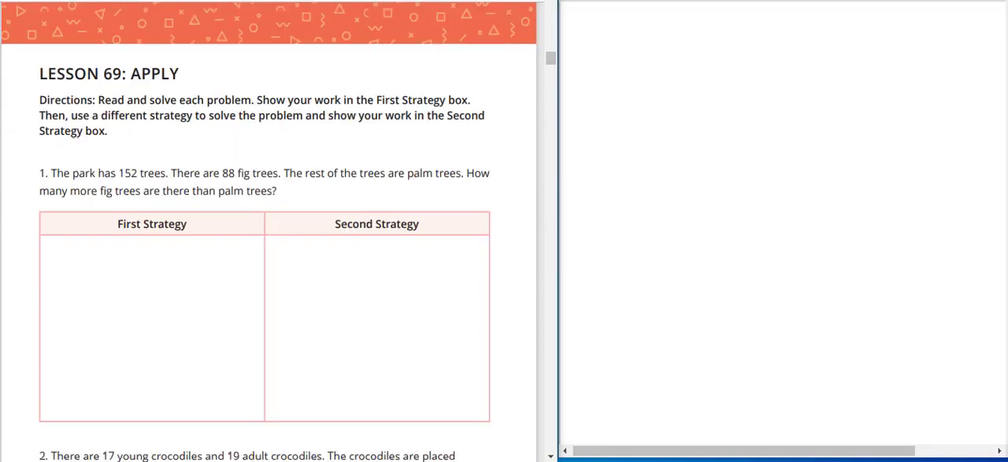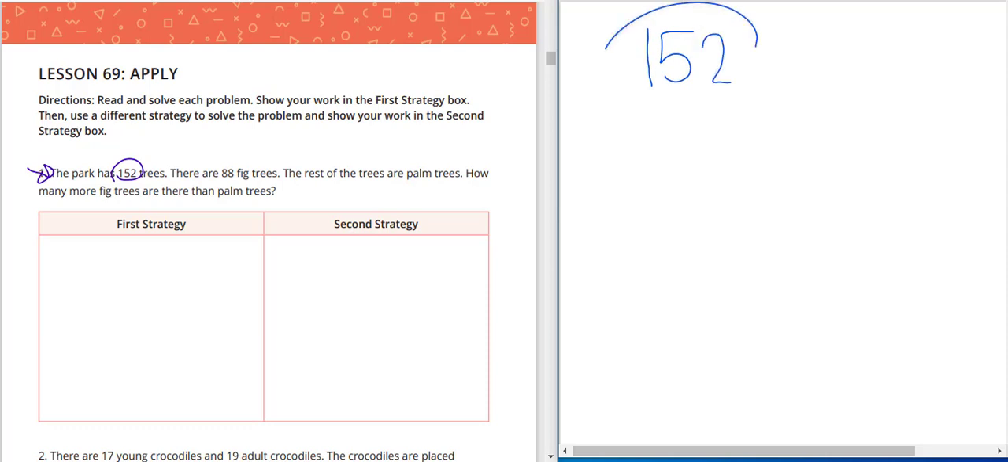Now to book page 32. Read and solve each problem. Show your work in the first strategy box. Then use a different strategy to solve the problem. So we use 2 strategies to solve any problem. Exercise 1. The park has 152 trees. There are 88 figs. So the total of trees is 152. The first type of trees is 88 figs.